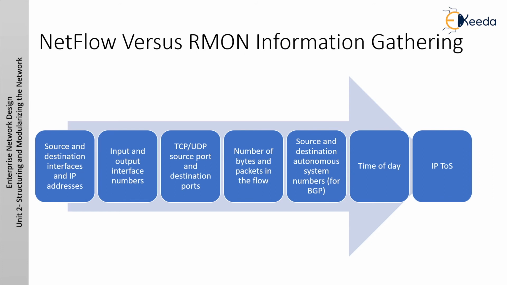NetFlow versus RMON information gathering. NetFlow can be configured on individual interfaces, thereby providing information on traffic that passes through those interfaces and collecting information like source and destination interface and IP address, input and output interface number, TCP or UDP source port and destination port, number of bytes and packets in the flow, source and destination autonomous system numbers for BGP, time of day, and IP TOS.